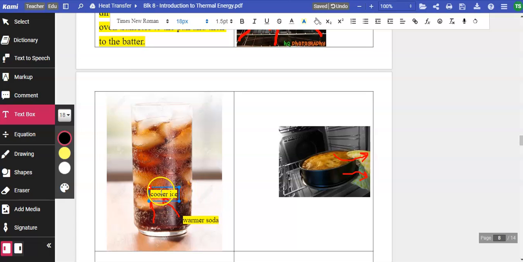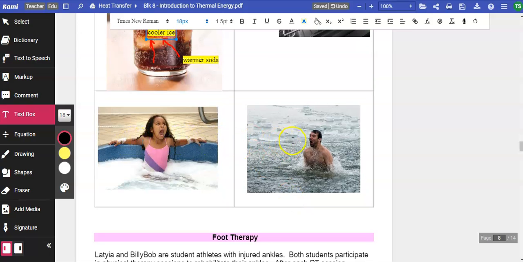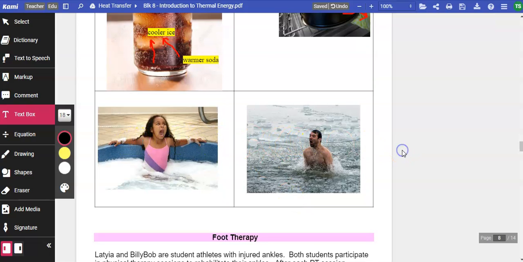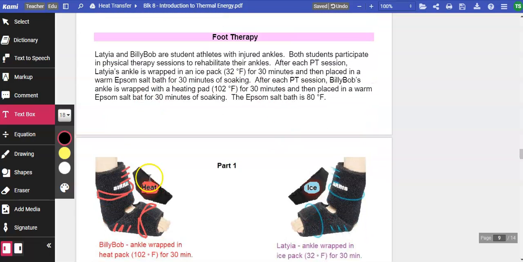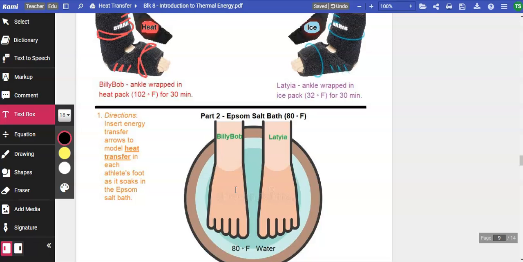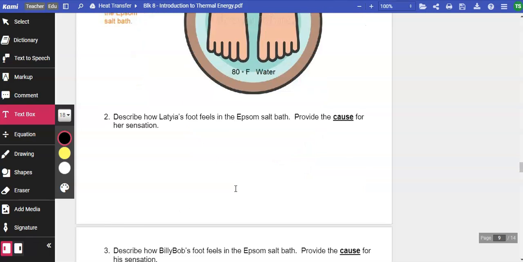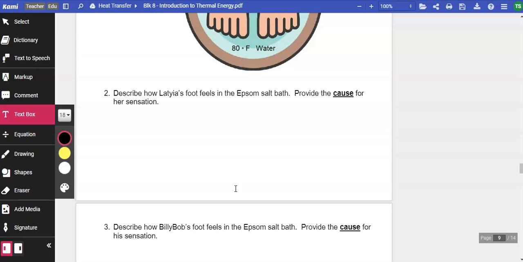So what I'd like you to do on your own is go ahead and complete these two scenarios. How would you draw heat transfer or energy transfer for these two individual scenarios? For homework, I asked you to do foot therapy, and the plan is that we will review those answers together as a class on Monday or Tuesday, depending on whether I have you A day or B day. So we'll look at it on Monday or Tuesday of next week, the 3rd or 4th of May.